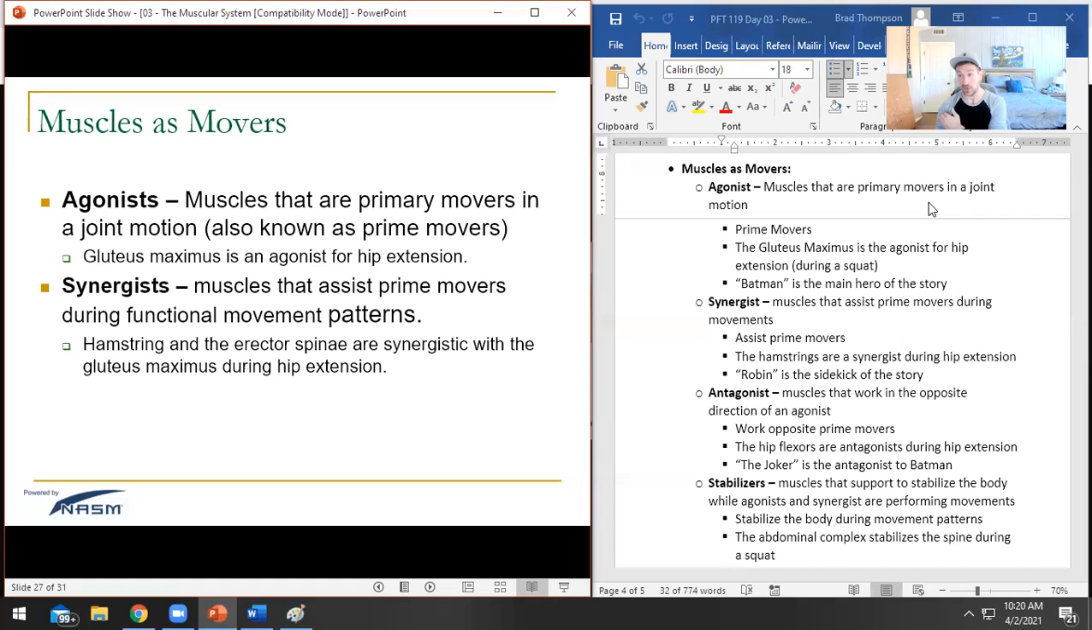Meanwhile, my deltoid and my tricep muscles are there to help. They're assisting, so they are not agonists. They are synergists. They're there to run assistance, right?